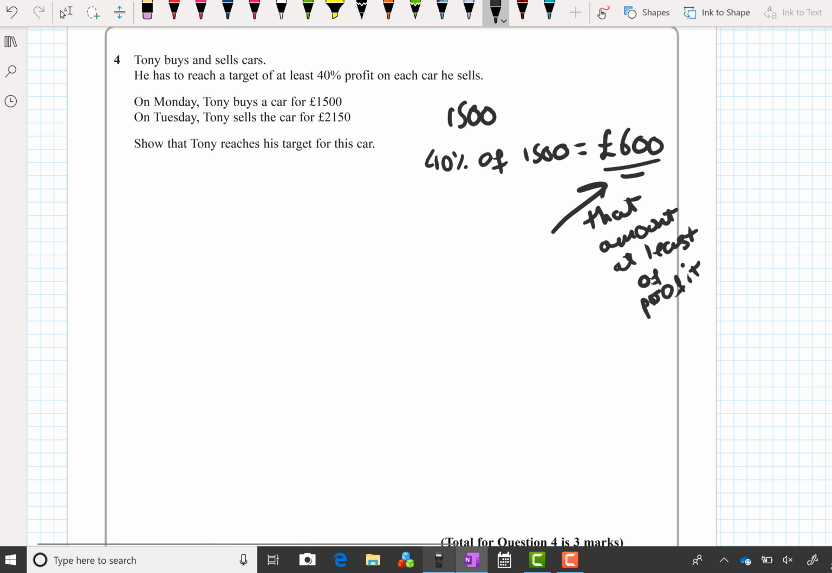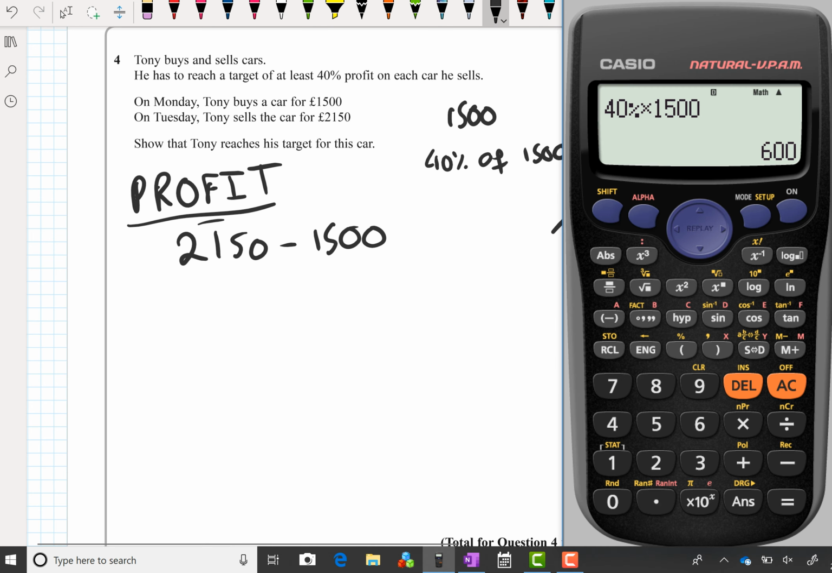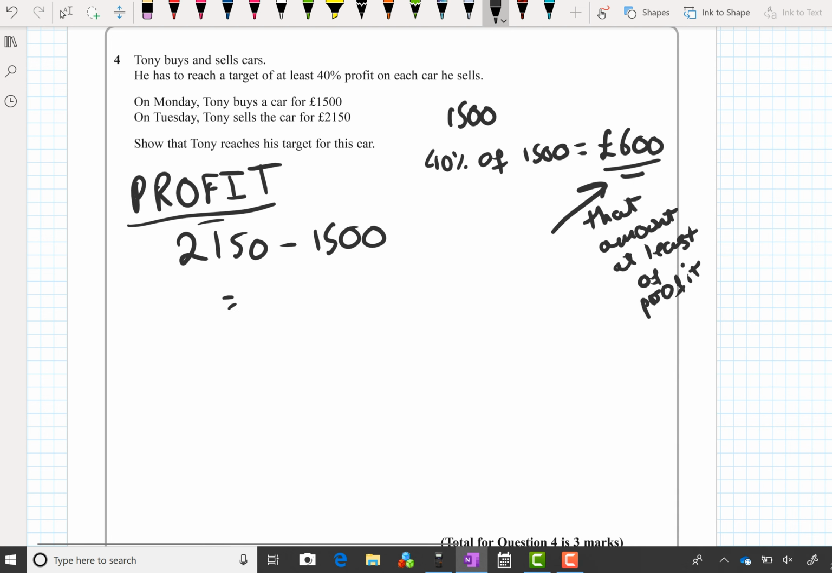Pretend it's profit. On Tuesday, Tony sells the car for 2,150. Well, what's the difference between the two numbers? 2,150 subtract 1,500. This is the actual profit, right? Just to emphasise that, it's put in capital letters. This is the profit he made. For those of you who do not know what 2,150 subtract 1,500 is, I will convince you that it is 650.